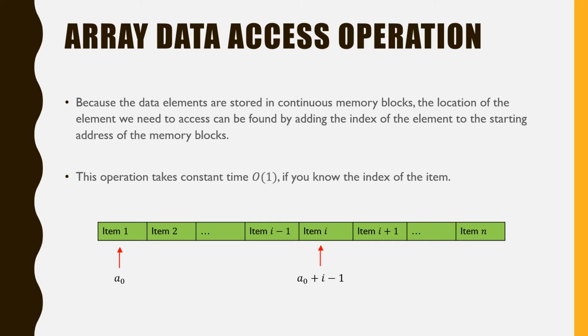First, let's look at the data access operation. Because we know that the data elements are stored in continuous blocks, we can easily calculate the address of the element we want to access. For example, if we know that our data is stored at continuous memory blocks beginning at address A0, the address of the ith item will be simply A0 plus i minus 1. In other words, if we know the index of the element, we can access it in constant time. This is one of the major advantages of the array data structure.